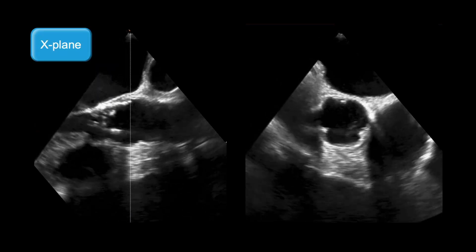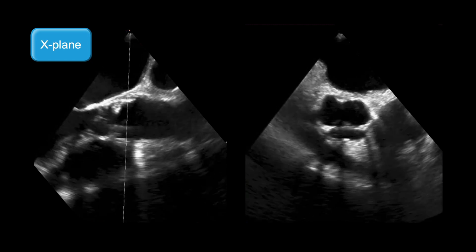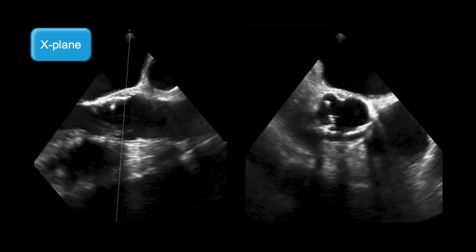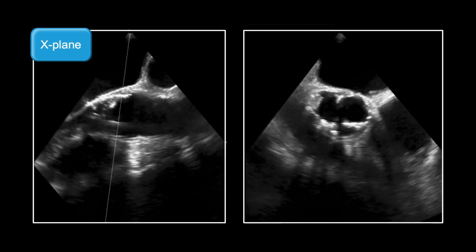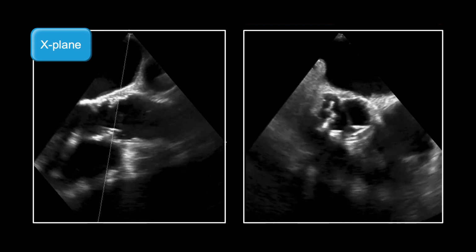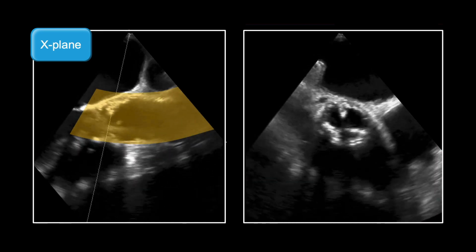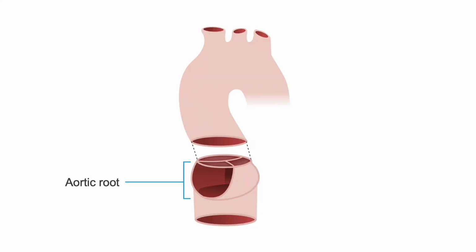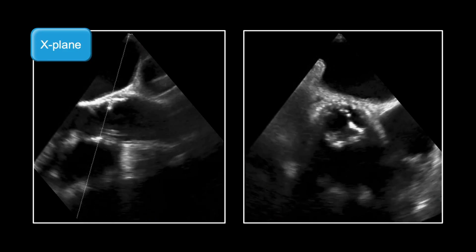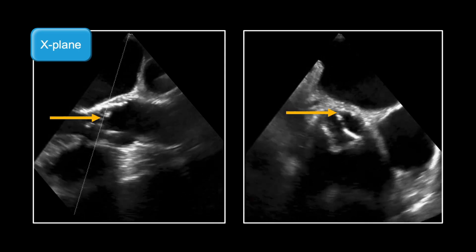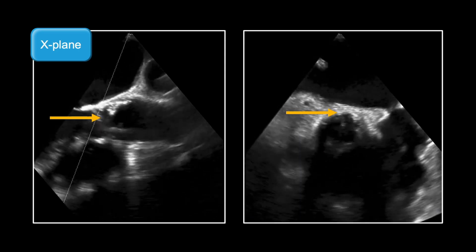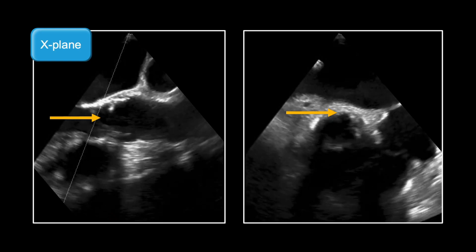In the same case, using 3D X-plane mode, you see the aortic valve simultaneously in 2 orthogonal views. I can interrogate the entire aortic valve complex from the aortic root to the left ventricular outflow tract. There is prolapse of the aortic cusp into the left ventricular outflow tract, which is the cause of the aortic regurgitation.